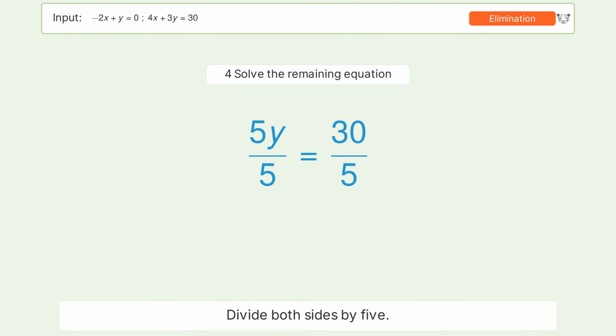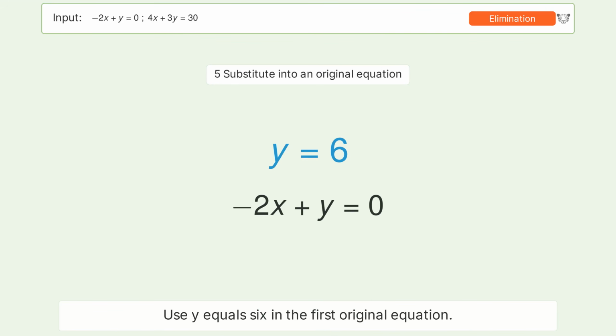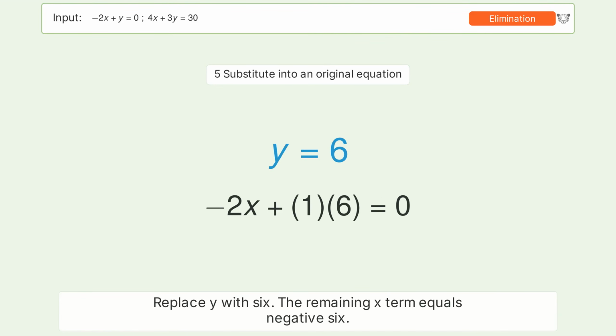Divide both sides by 5. That leaves y equals 6. Use y equals 6 in the first original equation. Replace y with 6. The remaining x term equals negative 6.